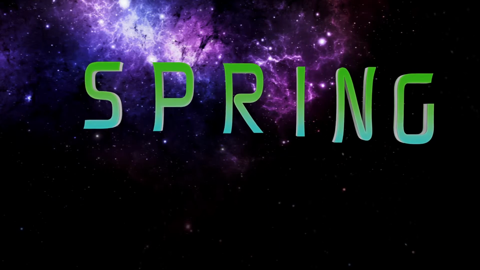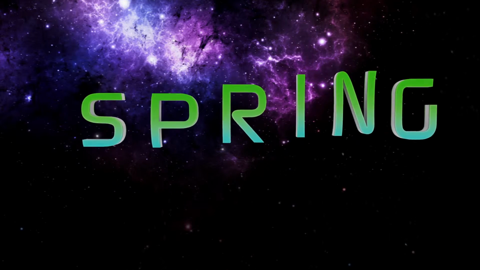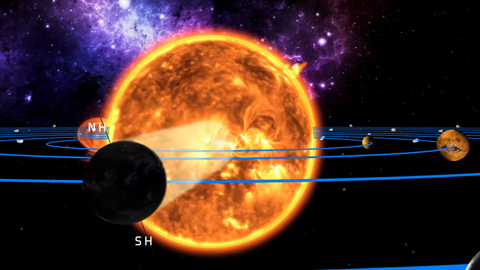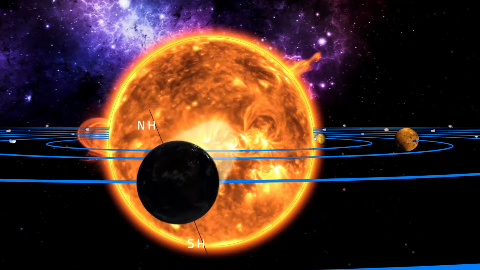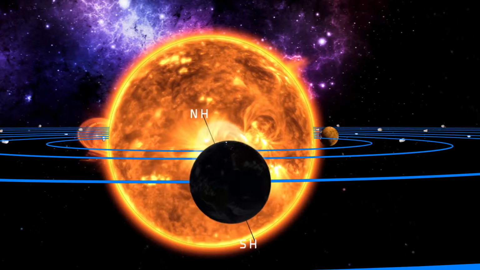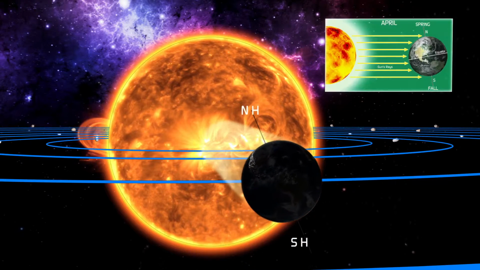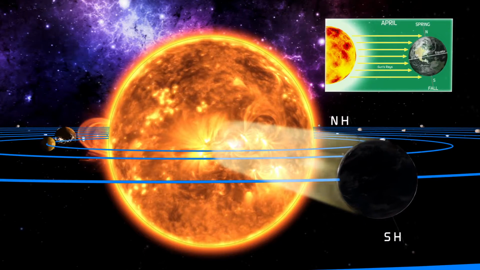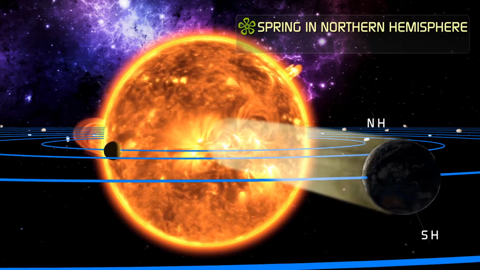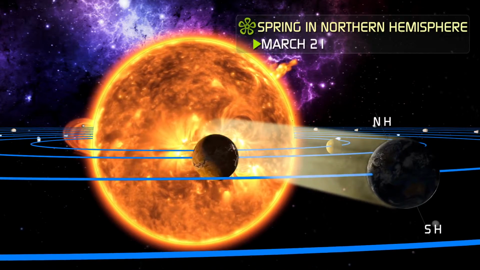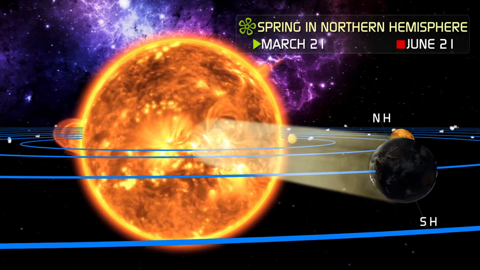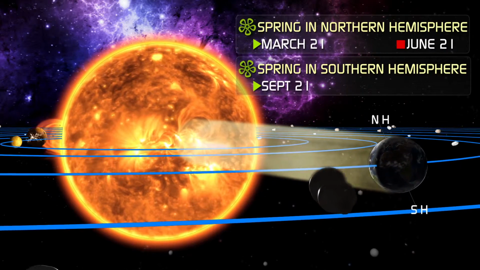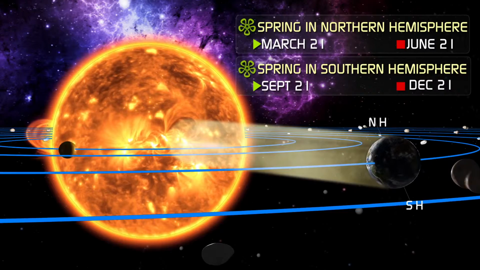Spring comes after winter, and it may not bring many changes if you live in a place that is warm most of the year. Spring means the temperatures are warmer because the tilt of the Earth is pointed more towards the Sun than it is in winter. Notice how the Sun shines on the northern hemisphere in April and on the southern hemisphere in October. Spring in the northern hemisphere starts on March 21st and ends on June 21st. Spring in the southern hemisphere starts on September 21st and ends on December 21st.